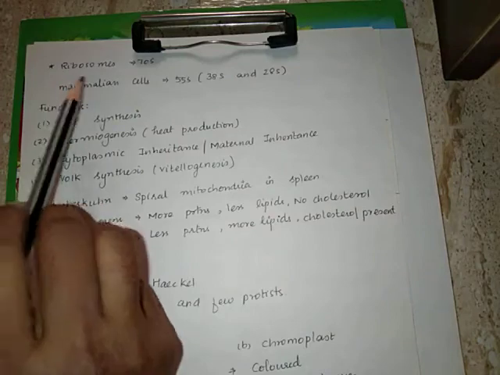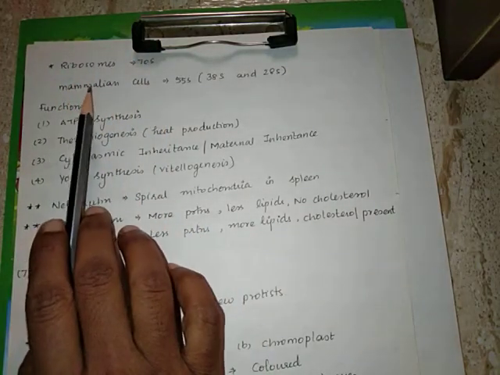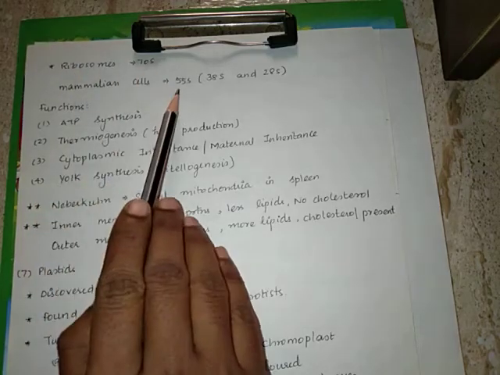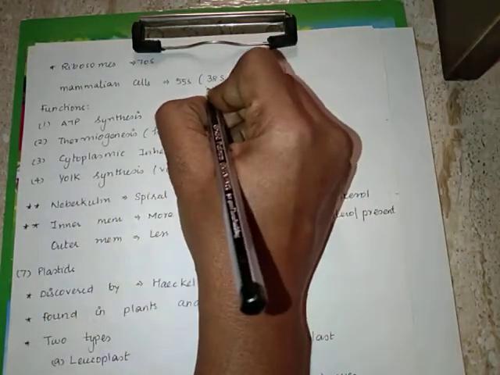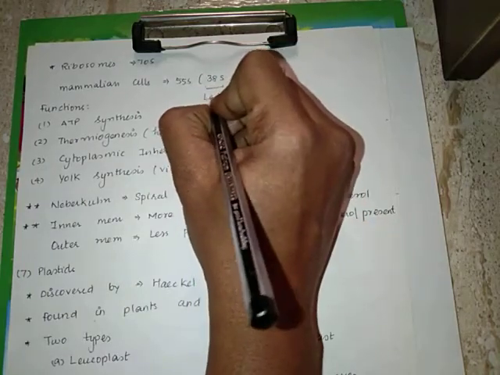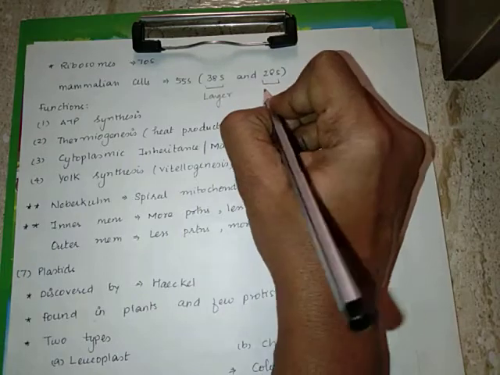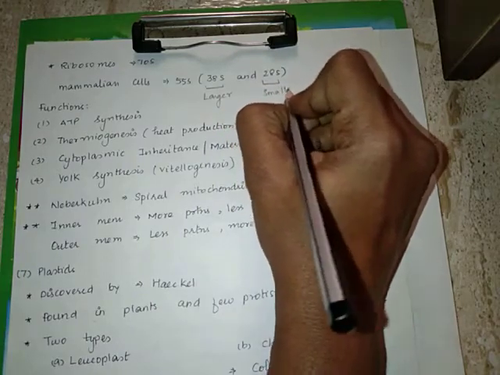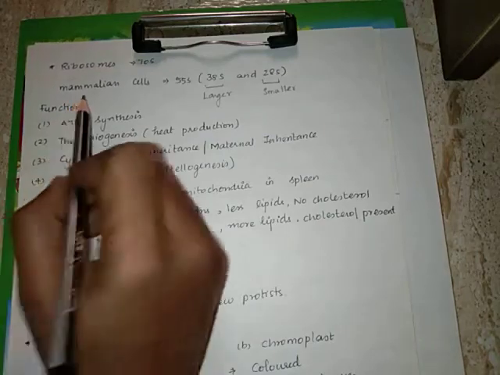Ribosomes present in mitochondria are going to be of the 70S type, and in mammalian cells alone, the ribosomes of mitochondria are of the 55S type. This is a special one. The larger subunit is going to be 38S and the smaller subunit is going to be 28S. It is very specific to mammalian cells.